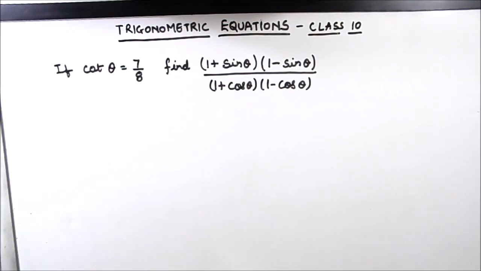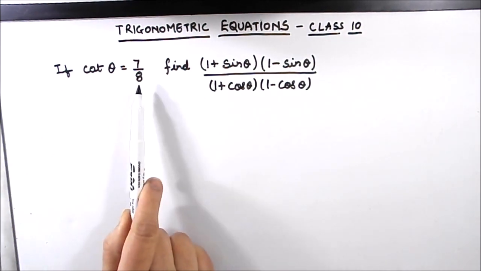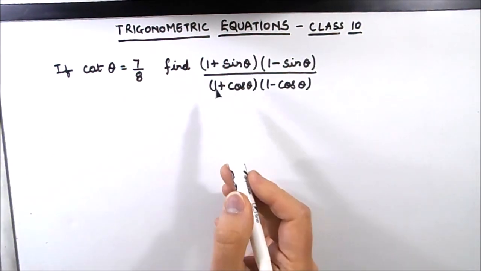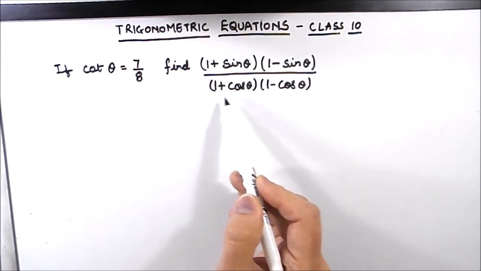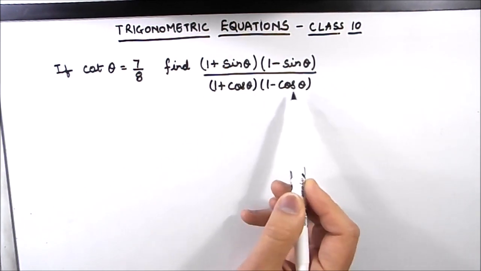Hello everyone, in this video we are going to learn how to solve trigonometric equations. The question is, if cot theta is equal to 7 by 8, find the value of (1 plus sin theta) times (1 minus sin theta) divided by (1 plus cos theta) times (1 minus cos theta).